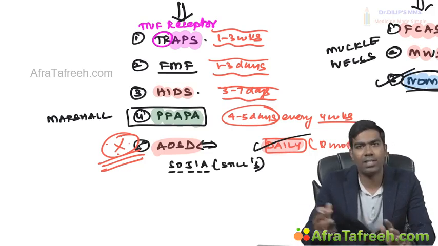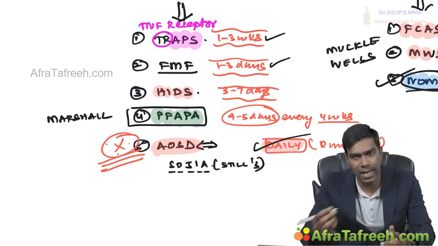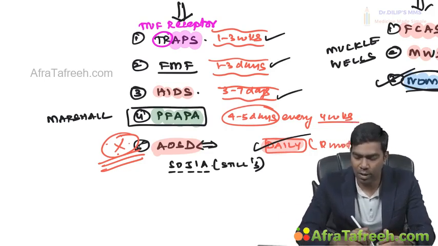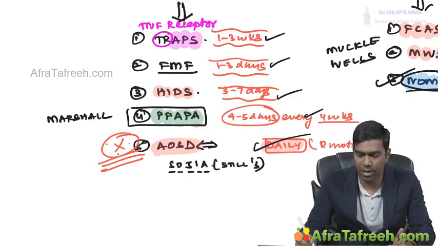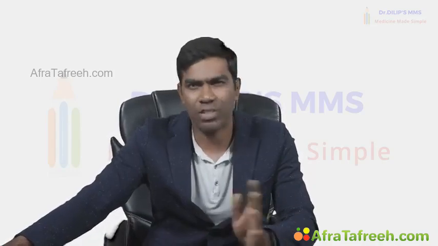Other things, they will have a cycle. They will have some 1 to 3 weeks of fever, then they will become afebrile. Here 1 to 3 days of fever, then afebrile. 3 to 7 days of fever, then afebrile. Here 4 to 5 days, then again they will be afebrile for the next 1 month. All have a cycle. But AOSD doesn't have a cycle. They don't have days together of afebrile period. Every day they'll have fever. So this is what SOJIA is.